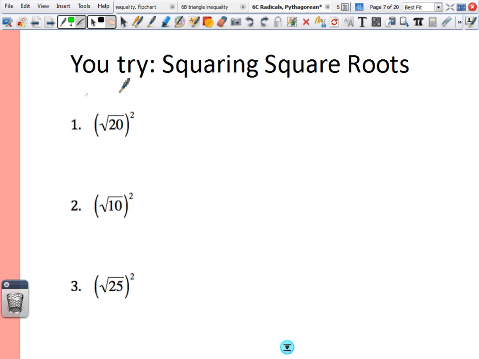So that's how we do that. The reason I'm showing you that is, we'll get to in a second, but just take a look at these real simply. The square root of 20 squared is just 20. The square root of 10 squared is just 10. And the square root of 25 squared is just 25. This should make sense. This is probably the easiest one for us to look at. The square root of 25 is 5. 5 squared is 25. So that's how that works.